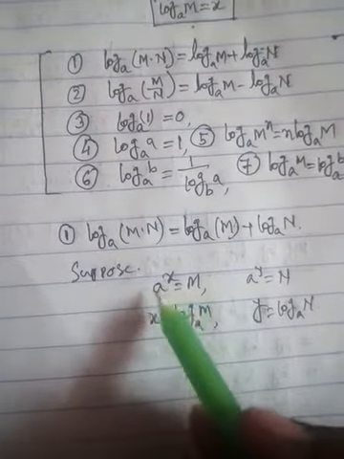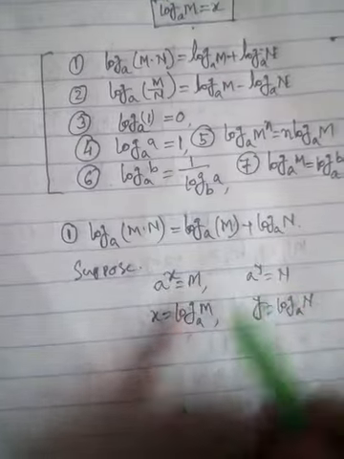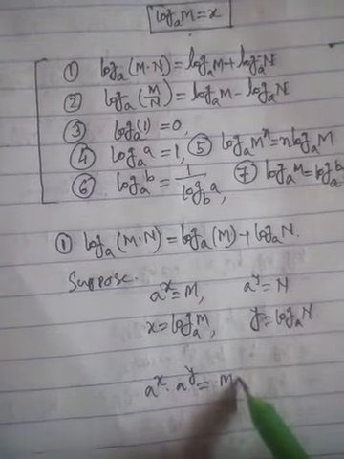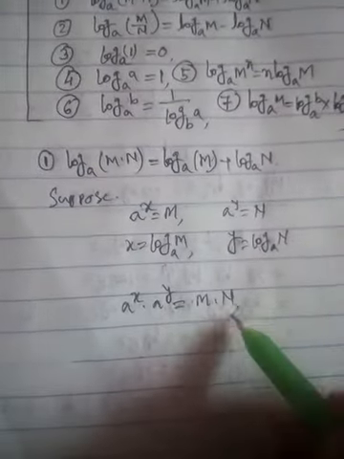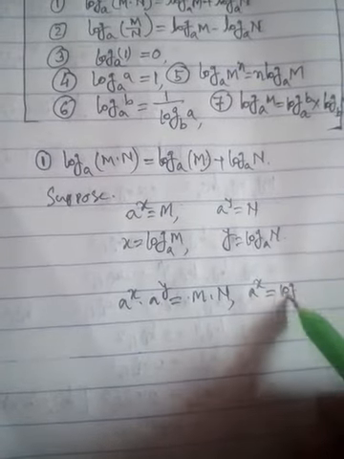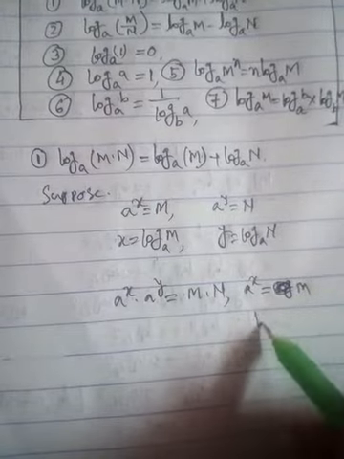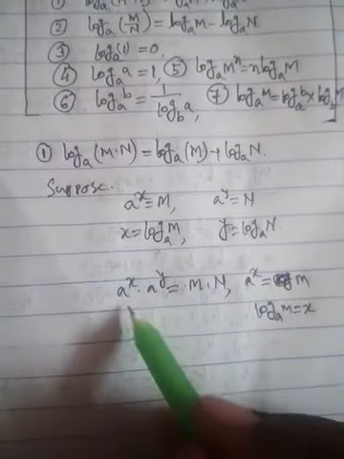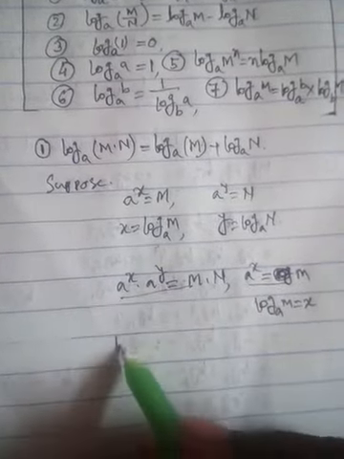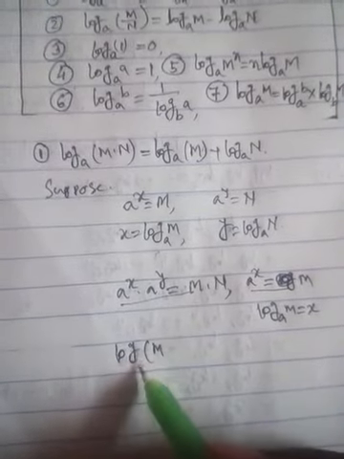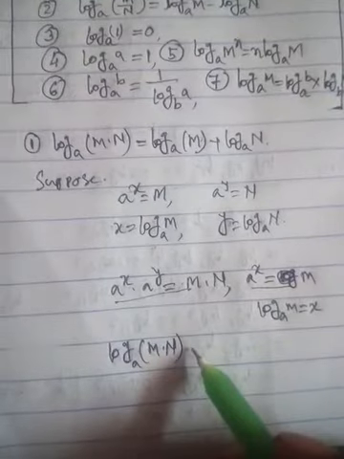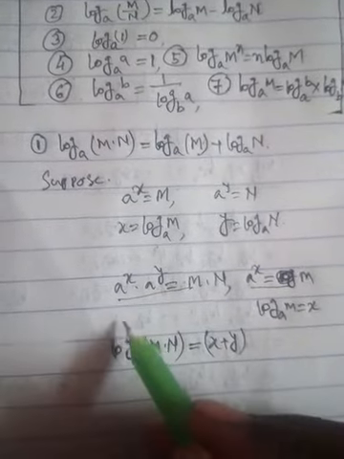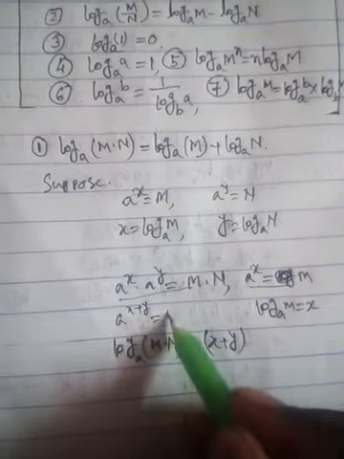Now multiply these two, a to the power x into a to the power y, and we get m into n. Now from the definition, if a to the power something equals m into n, then log a of m into n equals that power. Comparing, we get log a of m into n equals x plus y. Here a to the power x plus y equals m into n.